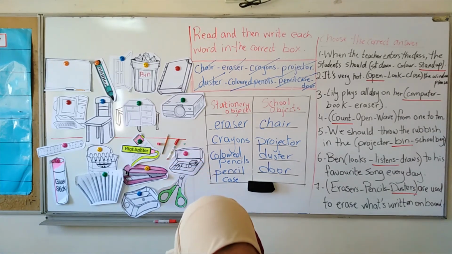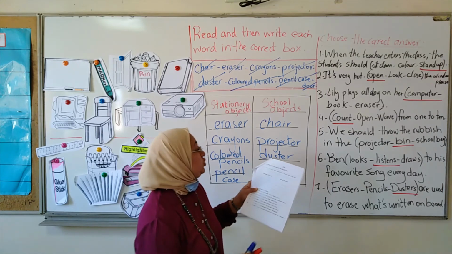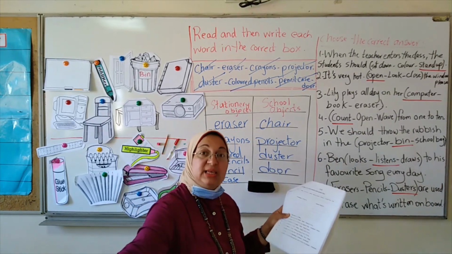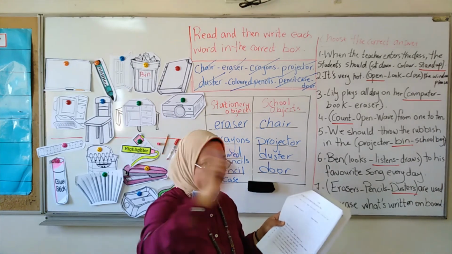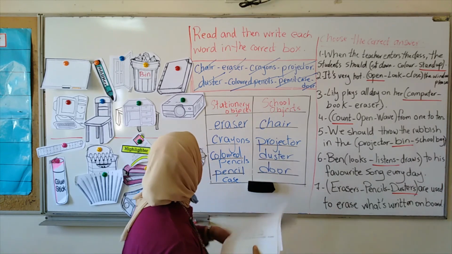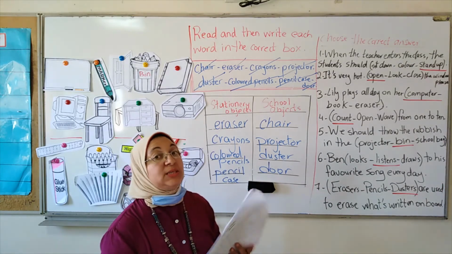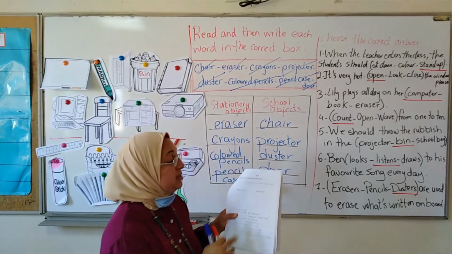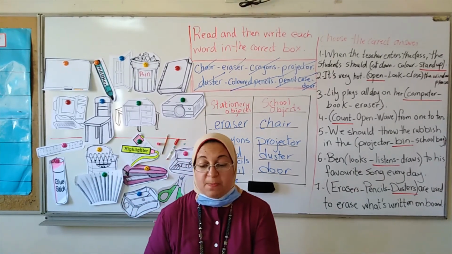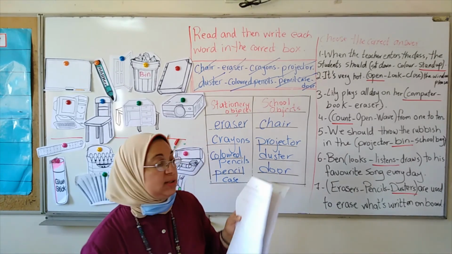Markers. Can you take these markers with you at home? No. So it's a school object. Then we have desks. Can you take this desk with you when you go home? No. So it's a school object. Whiteboard. Can you put this whiteboard in your pencil case or your bag and take it? Of course not. So it's a school object. Stapler. Can you put a small stapler, for example, in my pencil case and take it? Yes. So it's a stationary object.